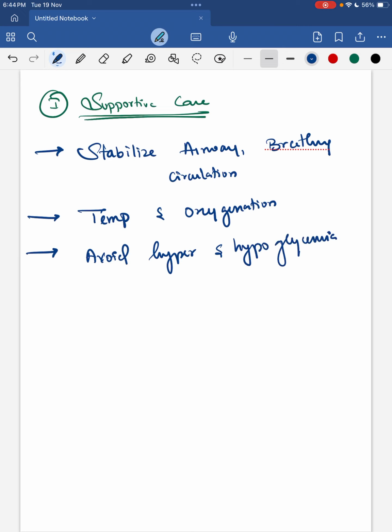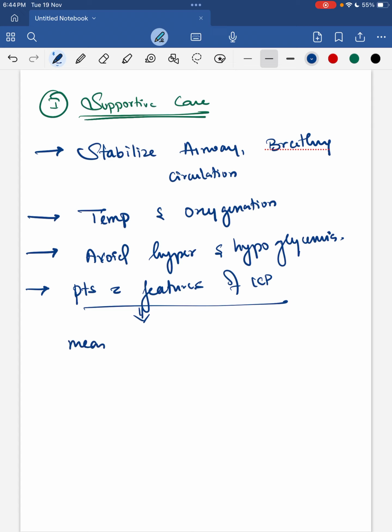Next, if the patient has features of raised ICP, you have to take measures to reduce the cerebral edema, that is by giving 3% saline or mannitol, and you have to keep the patient in a 45-degree position. You should not kink your IJV. So all such measures should be taken to reduce cerebral edema.